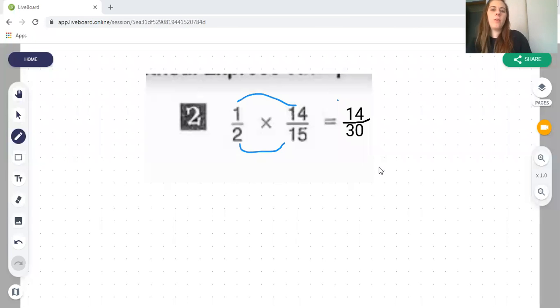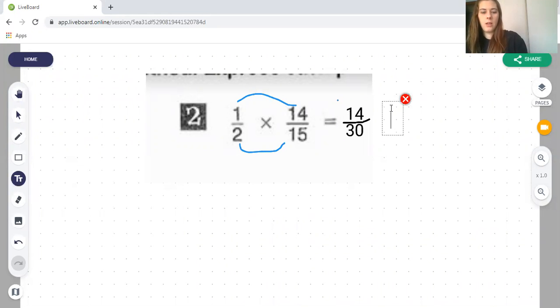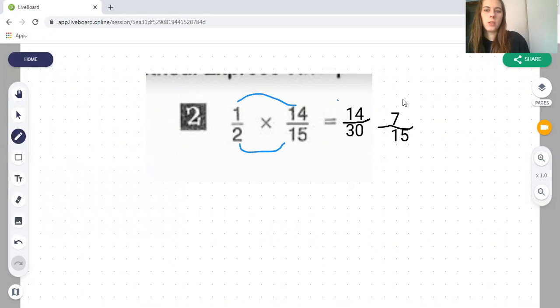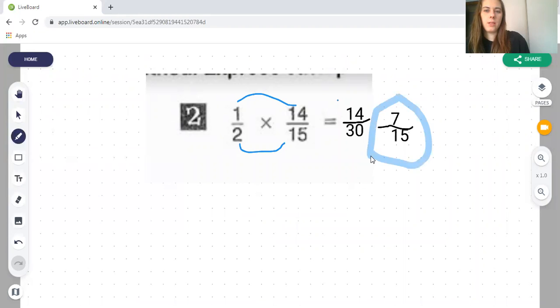Okay, so we should end up with 14/30. And all I did to get that answer was I multiplied 1 by 14 and got 14, and 2 times 5 and got 30. But then as I'm looking at this question, I realized that this can be simplified. We can divide it by 2. So 14 divided by 2 is 7, and then 30 divided by 2 is 15. And I know 7 is a prime number, so we don't have to go any further. Your final answer will be 7/15. So that was super easy. Let's try another one.